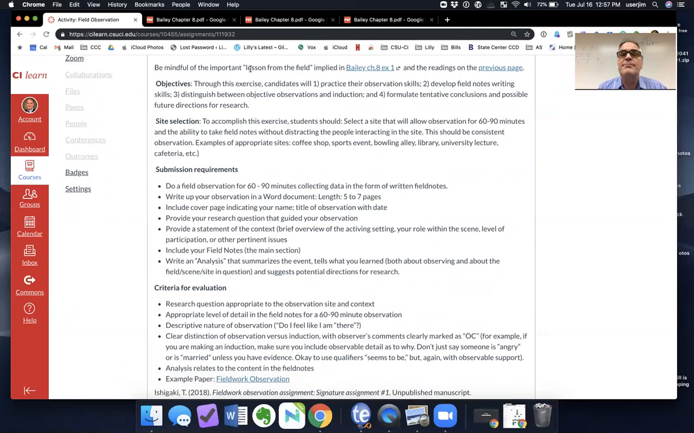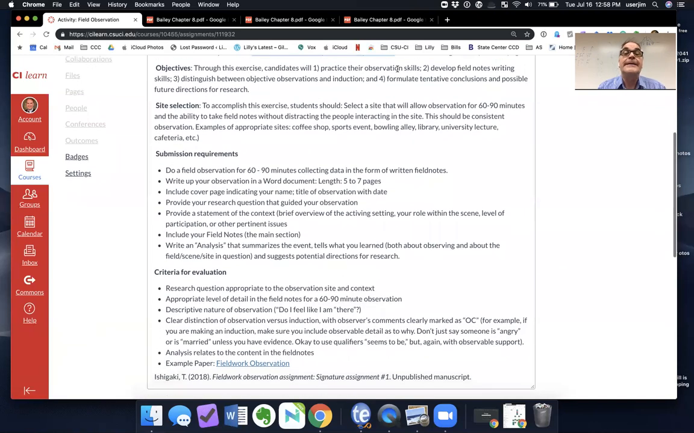Be mindful of this important lesson from the field from Bailey's chapter 8. That's our course text. And if you don't recall, basically it says it's best to do your write-up from the field in the same day. Do your observation, and ideally right after that, or within that same day, write those notes up. Naturally, we just lose a great deal of the details of something we see. That's often when police, after a crime, they want to get to you as soon as they can because they're aware of this neurological fact.